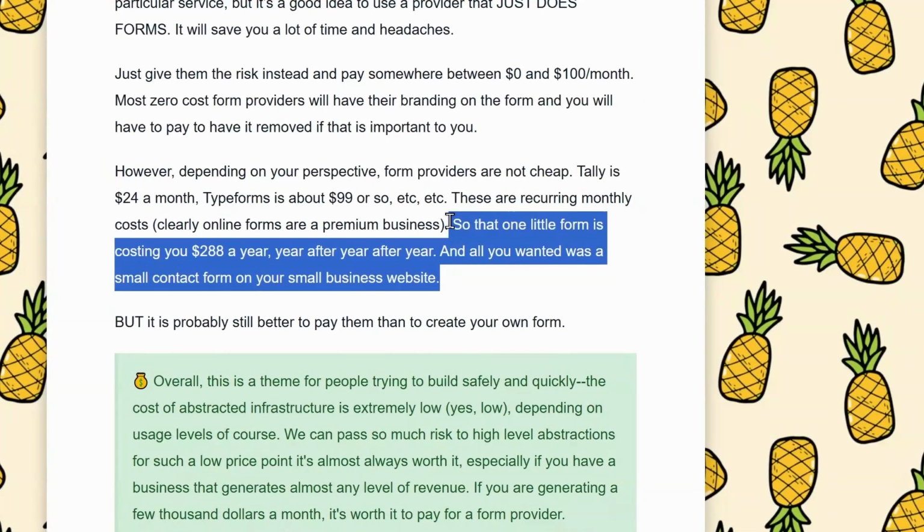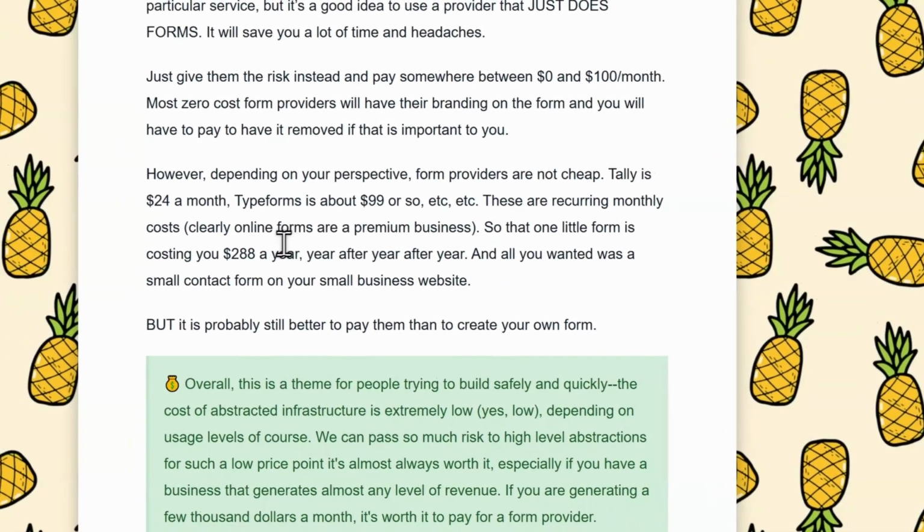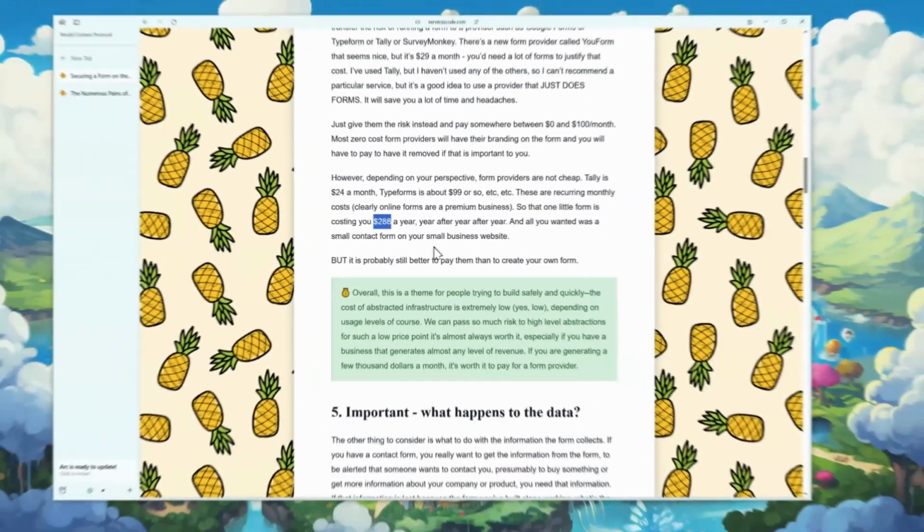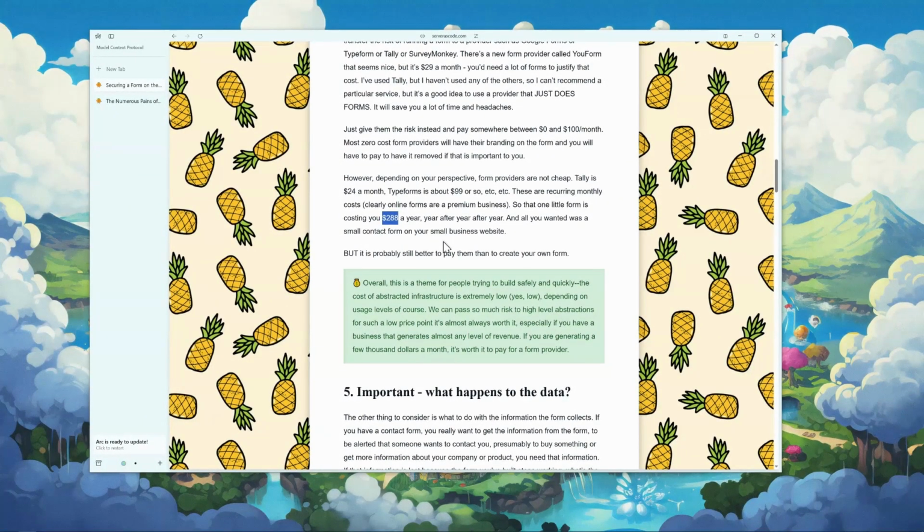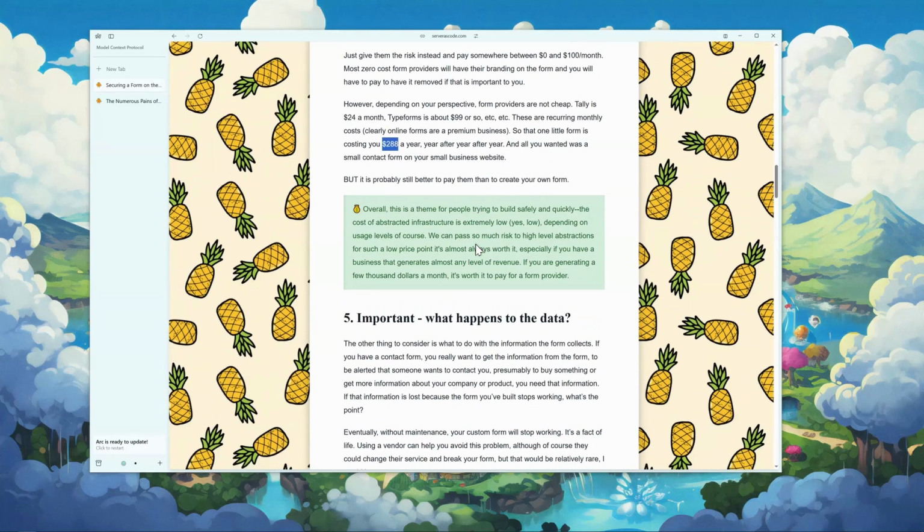If you just have one little contact form that you want, it can be quite expensive. In most situations, people are going to have a lot more than one form, but if you only had one, it does kind of add up. Especially if you are starting a business and it's not making any money yet.